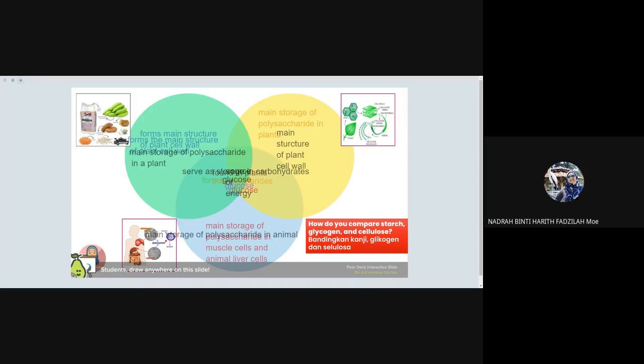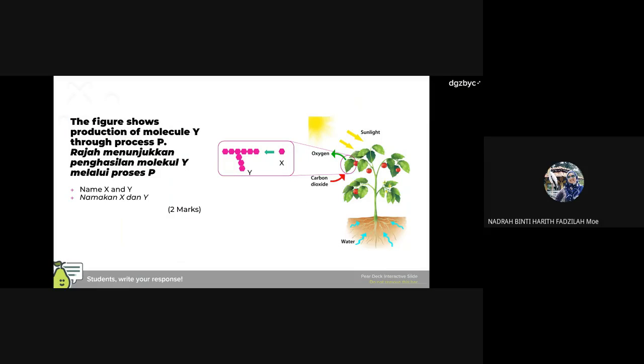Mari kita cuba soalan-soalan yang format SPM berkaitan dengan karbohidrat. Let's try some questions related to carbohydrates in SPM format. For example, this one. So can you name X and Y? The figure shows production of molecule Y through process P. So can you name X and Y? Apakah nama molekul X? Apakah nama molekul Y?